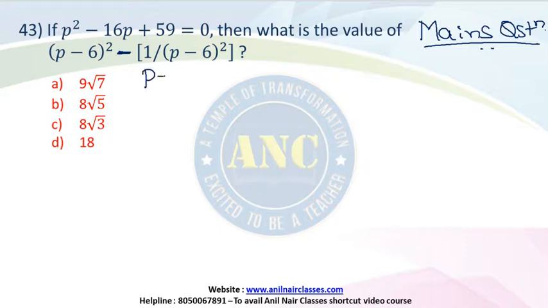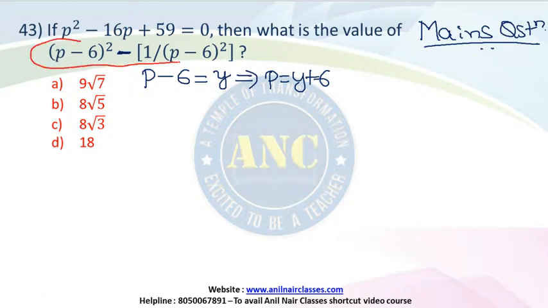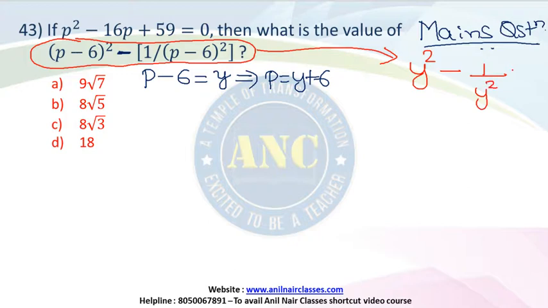The question is asking for p minus 6. So that particular p minus 6, I will put it as y or x, whatever you want. p minus 6, I will put it as y. So p will be equal to y plus 6, right? If p becomes equal to y plus 6, then this entire question reduces to (p minus 6) whole square, that is nothing but y square, minus 1 by (p minus 6) whole square, that is nothing but 1 by y square. So basically they are asking you the y square minus 1 by y square value in this question.